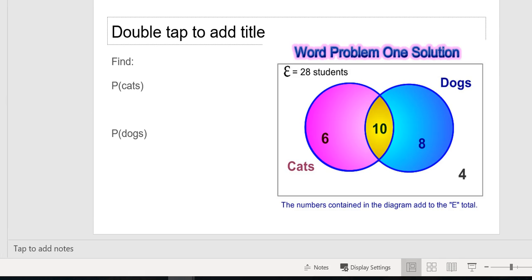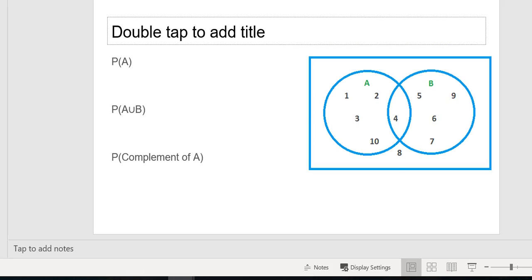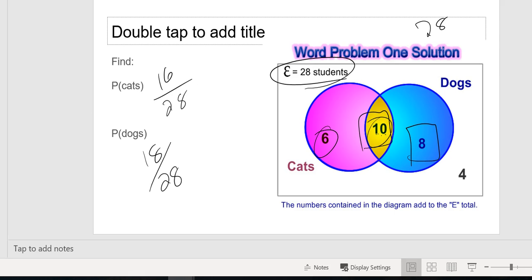So, probability. First off, there's 28 people in this. How many people like cats? Well, it's not just 6. These 6 people and these 10 people also like cats. The difference is these 10 people like cats and dogs. So there's a total of 16 people who like cats, over a total of 28. I'm just going to leave them as fractions. Same thing with dogs: we take 8 plus 10 and get 18 over 28.